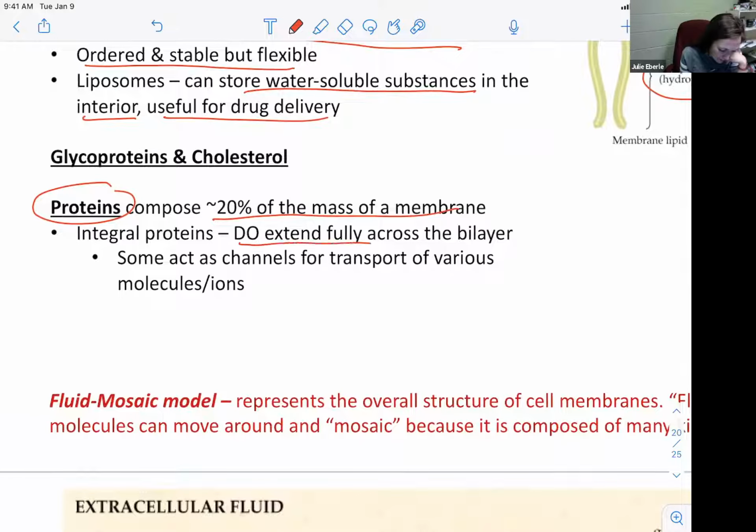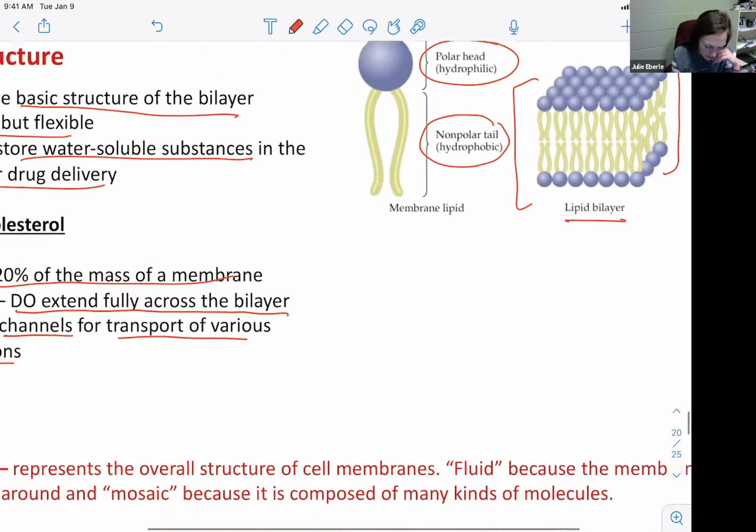These do extend fully across the bilayer. Why? Why would we have proteins in our cell membrane? Because they act as channels for the transport of various molecules and ions, specifically molecules and ions that might be polar or ionic in nature.